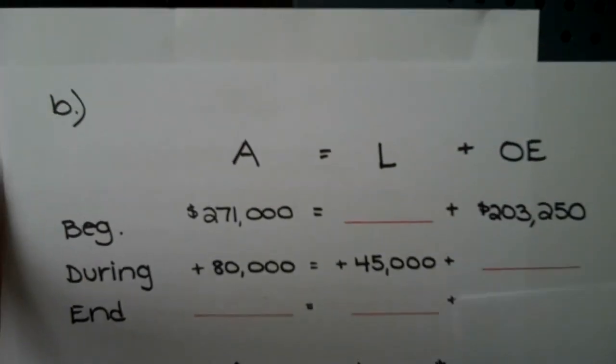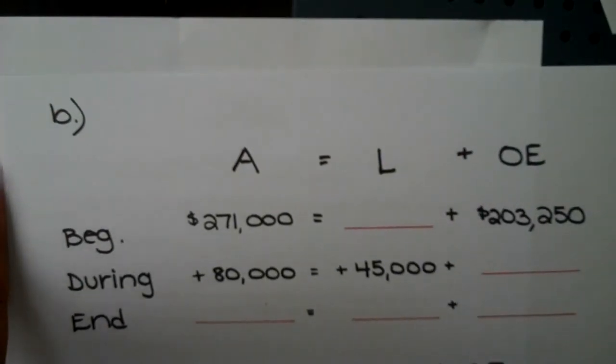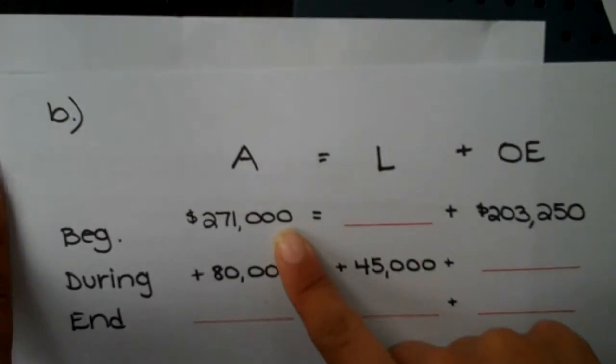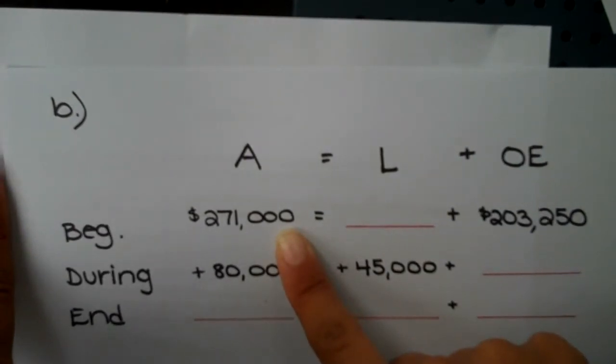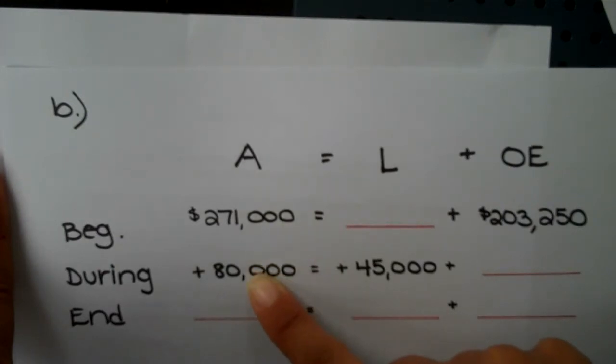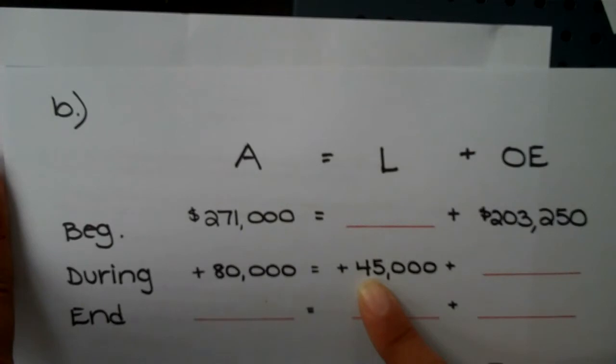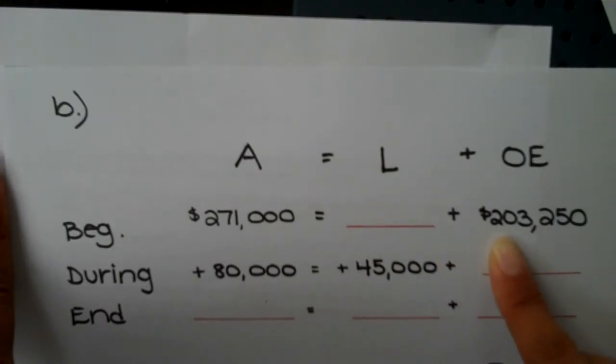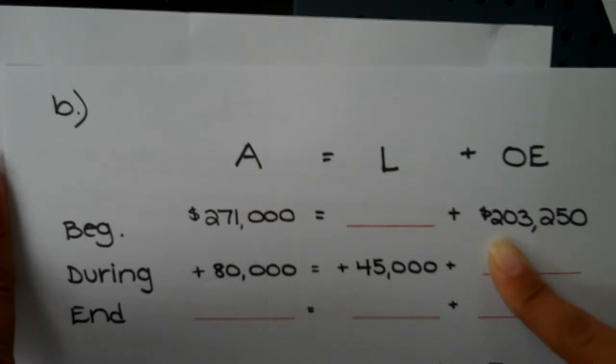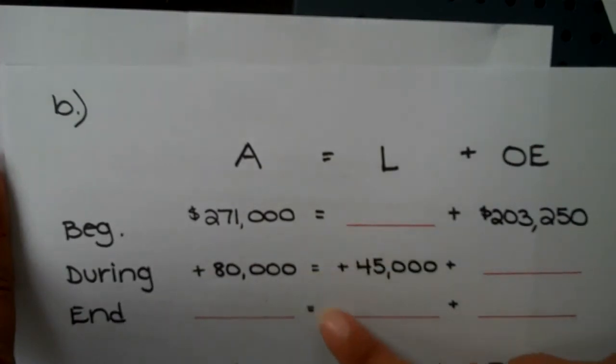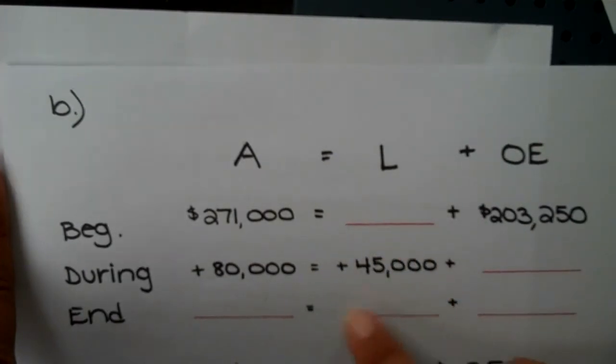So if we fill in the information that's given, that's what our problem now looks like. We were given the $271 for beginning balance of assets. We're given an increase of $80,000 for assets during the year, an increase of $45,000 for liabilities during the year, and a beginning balance of owner's equity of $203,250. And in this problem you are asked to find the ending equity balance. So just fill in what you have so that you know exactly what you're looking for.